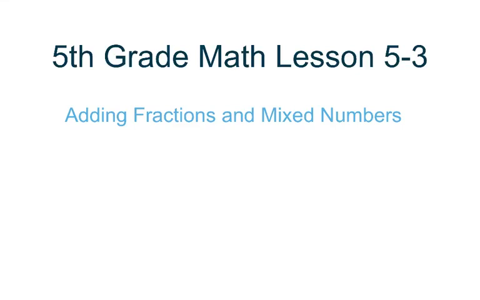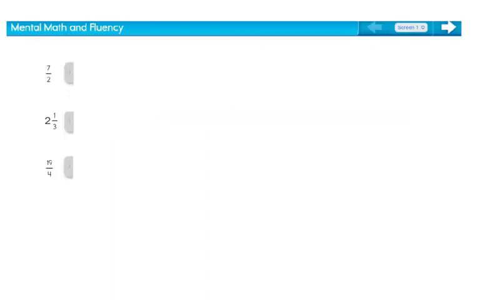Graders, we're on lesson 5.3, learning to add fractions and mixed numbers. You will need your whiteboard marker, and your math journal too. What I'd like you to do is find another name for each fraction or mixed number without changing the denominator.